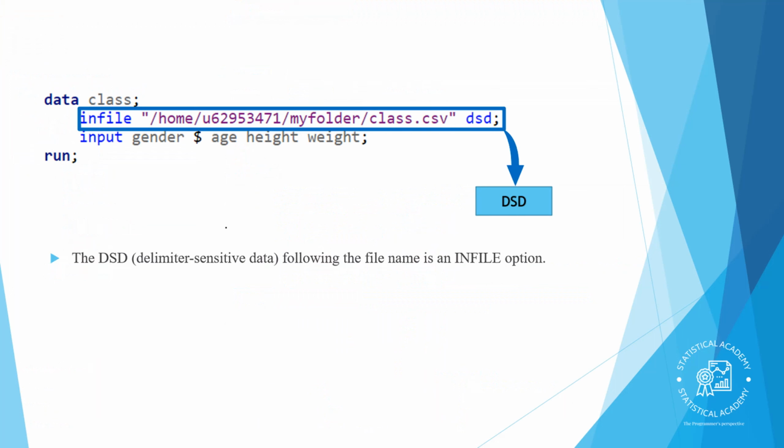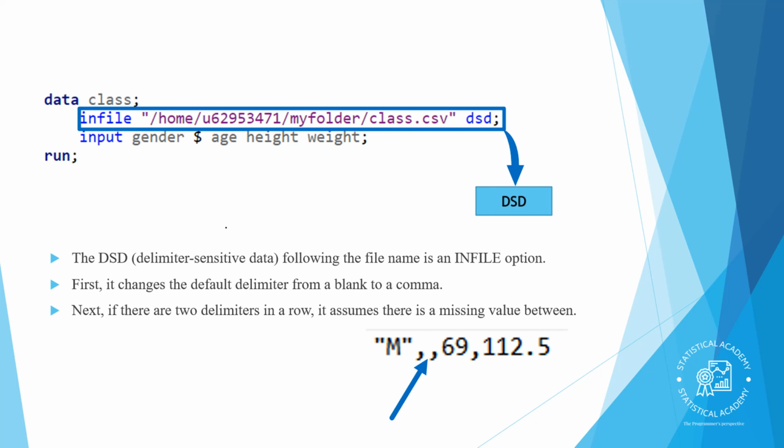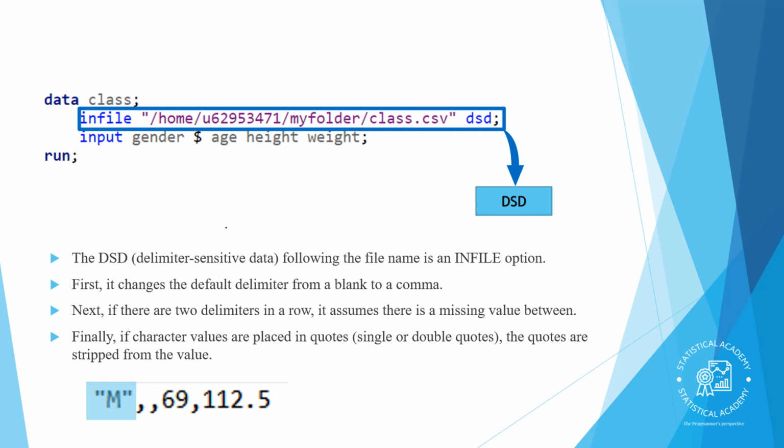Notice the INFILE statement in this example. The DSD, delimiter sensitive data, following the file name is an INFILE option. It performs several functions. First, it changes the default delimiter from a blank to a comma. Next, if there are two delimiters in a row, it assumes there is a missing value in between. Finally, if character values are placed in quotes, single or double quotes, the quotes are stripped from the value.